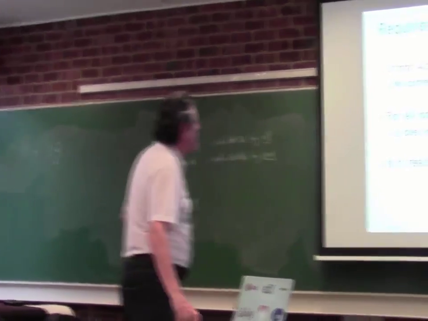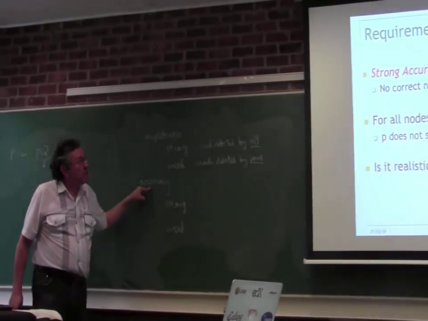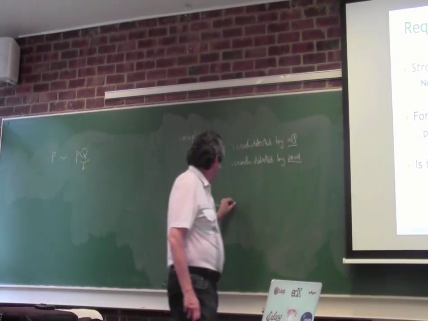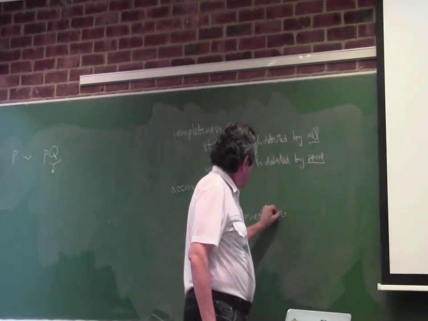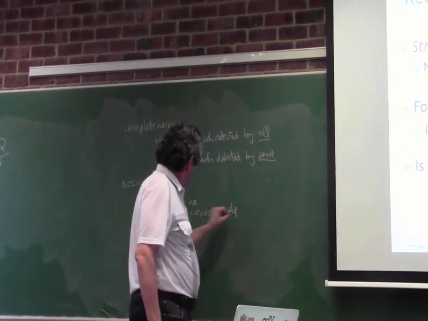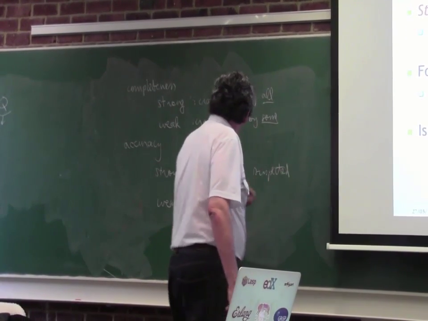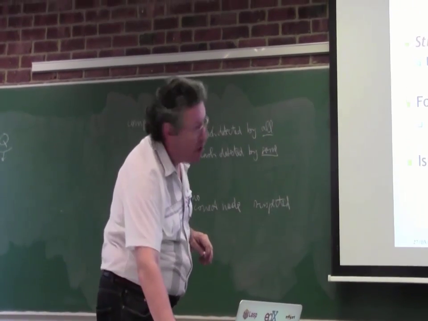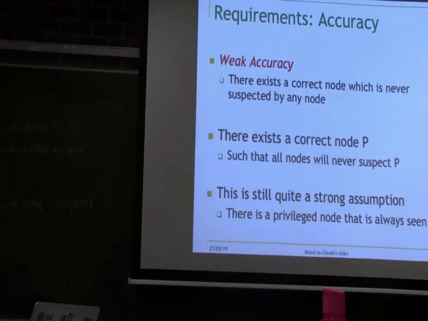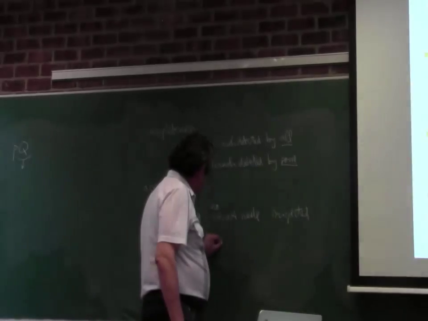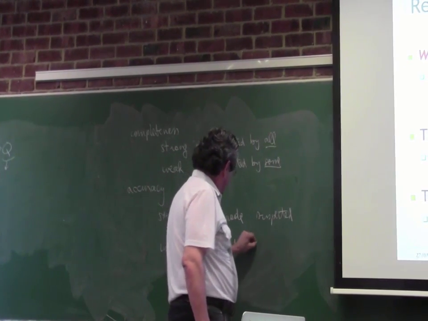And also we have strong accuracy and weak accuracy. So accuracy is whether we have mistakes. Strong accuracy: no correct node is suspected, ever. Okay, that's strong accuracy. Weak accuracy: there is some correct node that is never suspected.